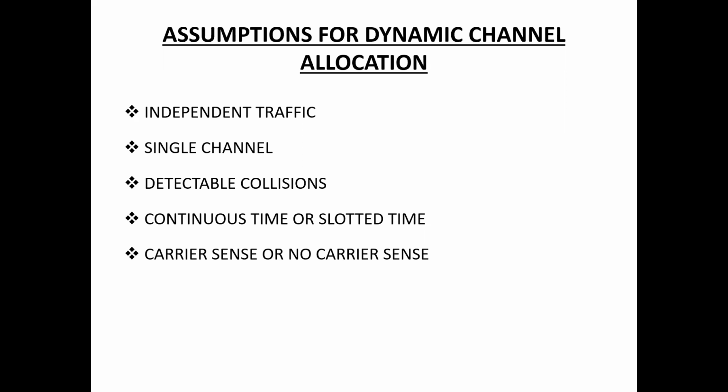In continuous time, frame transmission can start at any instant. In slotted time, the time is divided into discrete slots. If a slot does not contain any frame, it is called an idle slot. If it contains a single frame, then the transmission is successful. If it contains more than one frame, then a collision is said to occur.